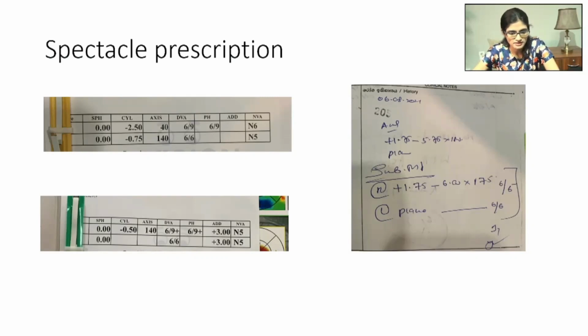In the second patient, again the spherical correction is 0, so he is neither a myope nor a hypermetrope, but there is a minus 0.5 cylinder for astigmatism for the right eye, which has given a 6/9 plus vision. And you can see they have given the maximum reading add of +3.